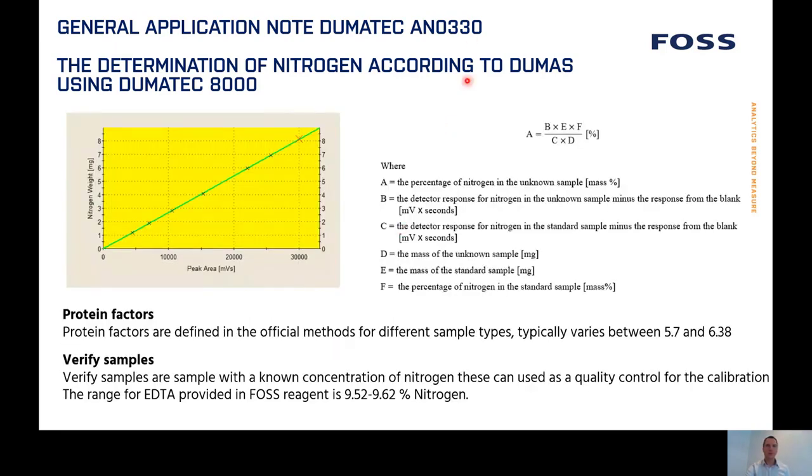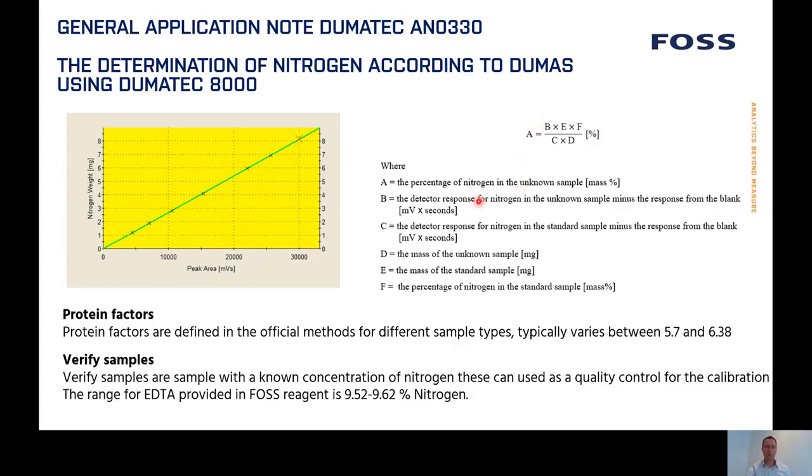So the general application note is this number here, AN0330, and it's called determination of nitrogen according to Dumas method. And this is the peak area, and on the basis of the peak area that is detected by the detector, you go in and measure the protein or the nitrogen content, and then you apply the protein factor for the sample types. It can vary, so you need to look up in the standards what the protein factor to apply is. Here is the calculation formula for this.